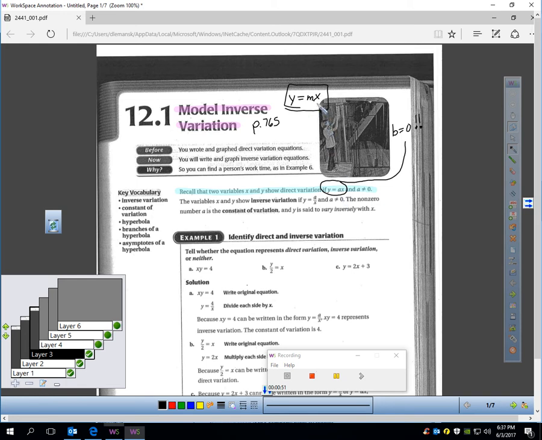Now, the book uses a instead of m. All books do that, and I've never really understood why. We always said m was slope. A is the same thing as the slope. So if you have an equation in slope-intercept form and the b value is 0, that equation is known as directly varying.